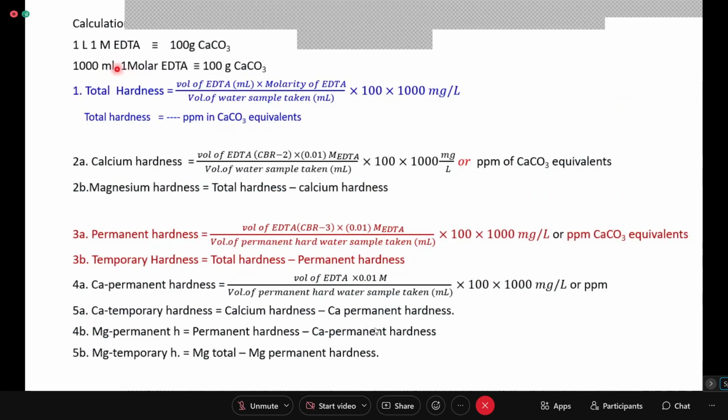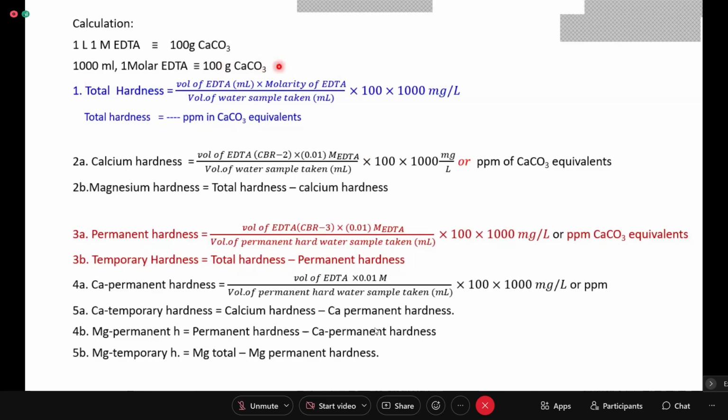Now calculations are very easy. 1 liter 1 molar EDTA is equated to 100 grams of CaCO3. Okay. So total hardness is equal to volume of EDTA into molarity of EDTA upon the volume of water sample taken into 100 into 1000 will be in ppm. So total hardness comes out to be this.